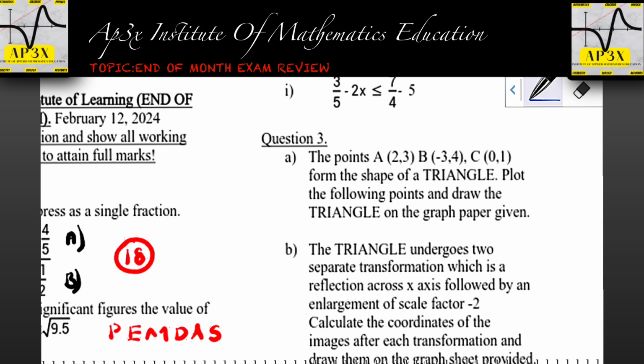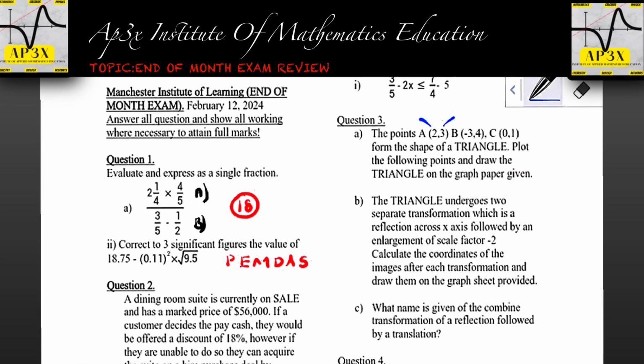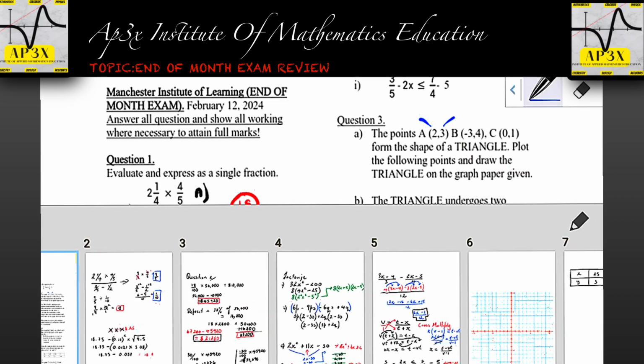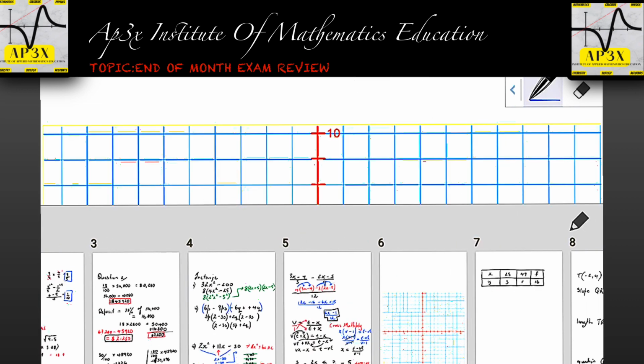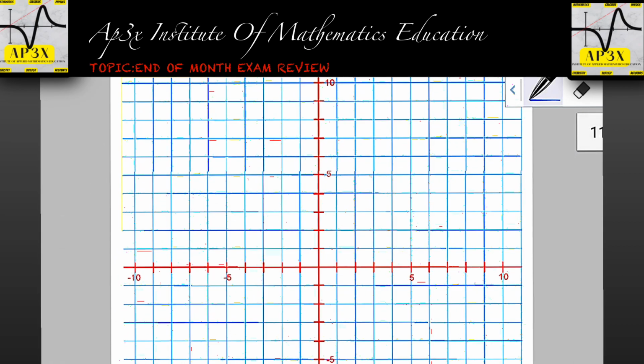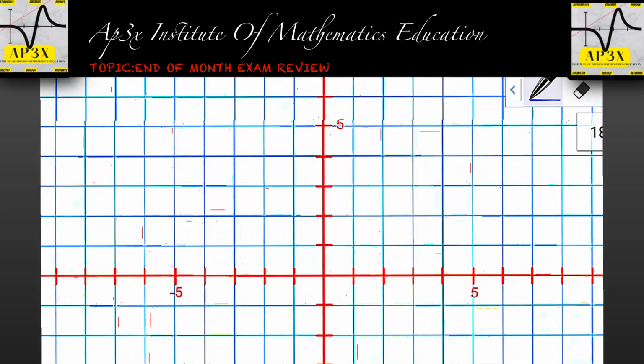So I'm just going to jump right into the whole plotting of the points, assuming that you guys remember that when you're plotting a point, the first number tells you the direction that you travel on the x-axis, and the second number here tells you the direction that you travel on the y. So let's go ahead then and look at our points that we have here. So on here, I'm required to plot the point (2, 3). So let's go ahead and find (2, 3).